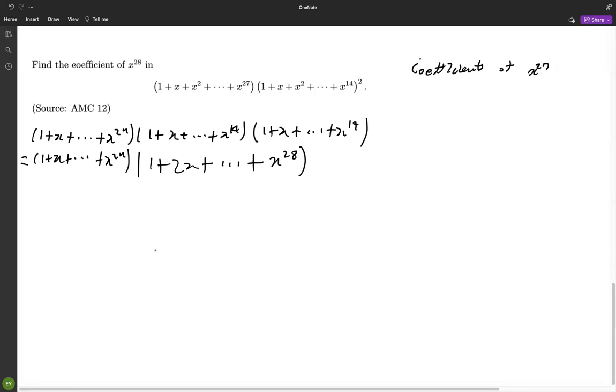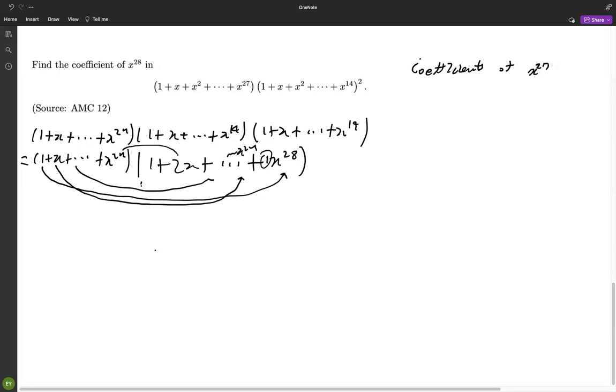Now I realize that we want to find the coefficient of x to the power of 28. This 1, if it's multiplied by this one, we get 1, which is the coefficient of x to the power of 28. Our second term here can be multiplied with something to x to the power of 27. And our x squared can be multiplied with something here, and so on. Then we will have our last one, which is x to the power of 27 times 2x.